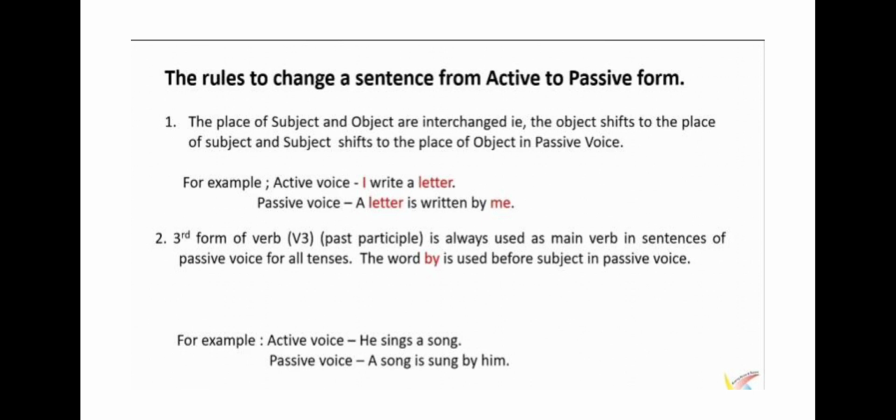The word by is used before the subject in passive voice. Like I said, the preposition by will always be used before the subject, which will appear at the end of the sentence. For example, again, he sings a song. In the active voice, he sings a song. In the passive voice, a song is sung by him. See, sing, sang, sung, right? So a song is sung by him. Now in the next class, we will be doing this formula in detail.